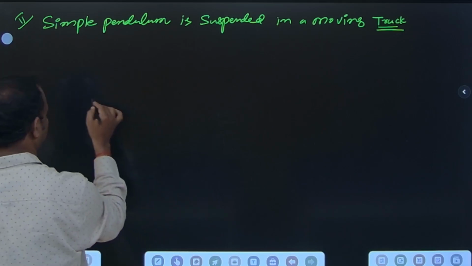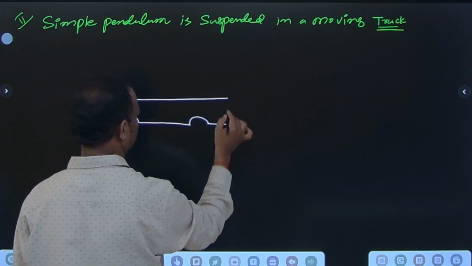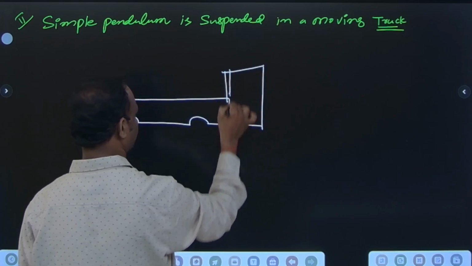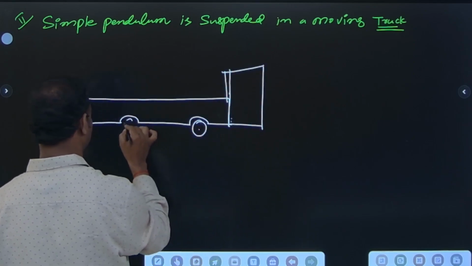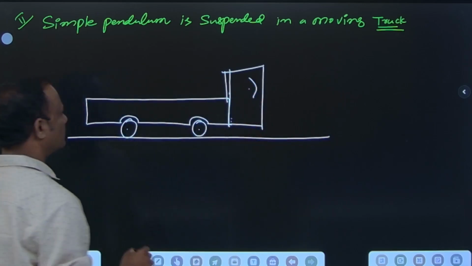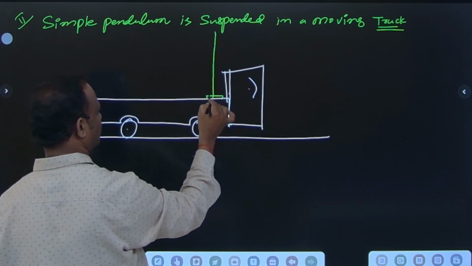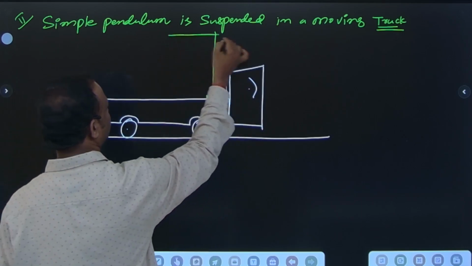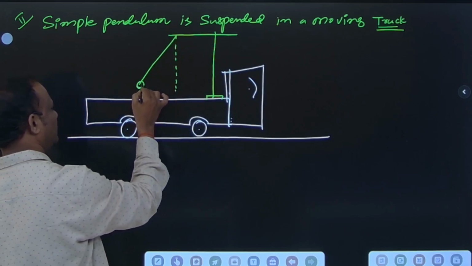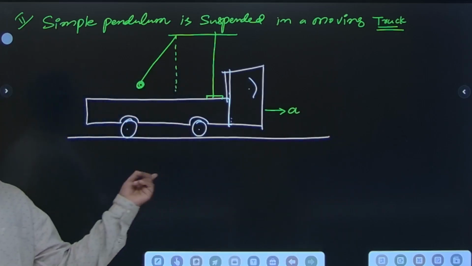Just imagine there is a truck. It has to be moving on the horizontal surface. Now, this is a pendulum, fixed here. Here is a fixed support. This is the vertical. The pendulum is moving with an acceleration a. Whose acceleration? Acceleration of the truck.